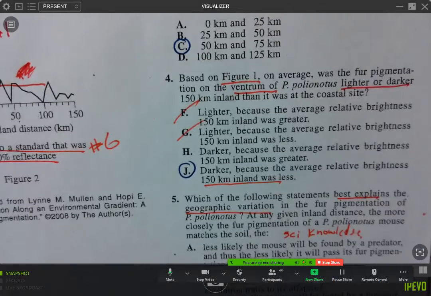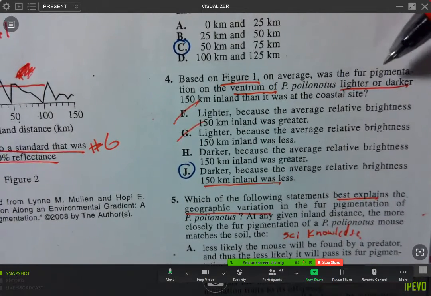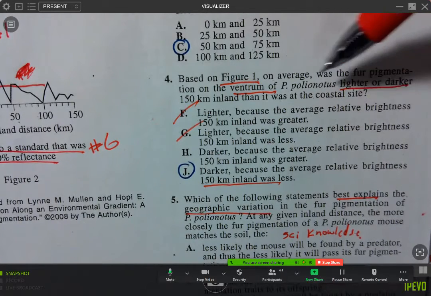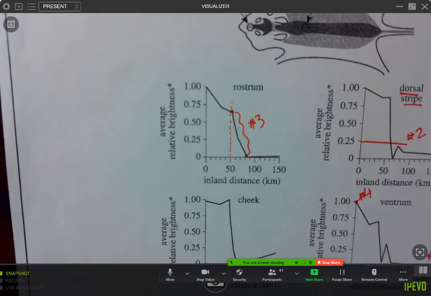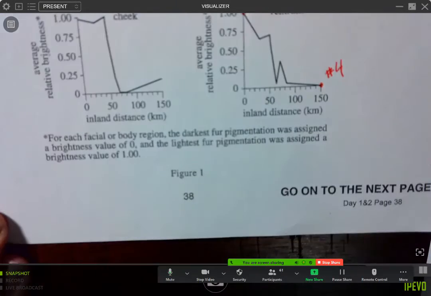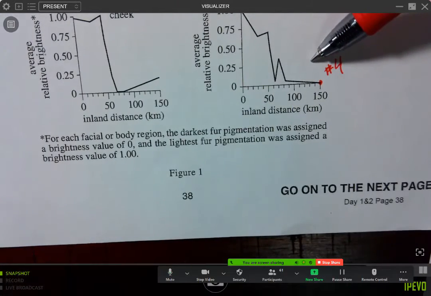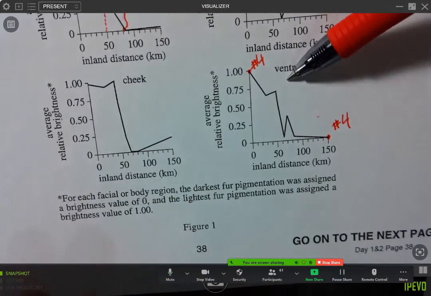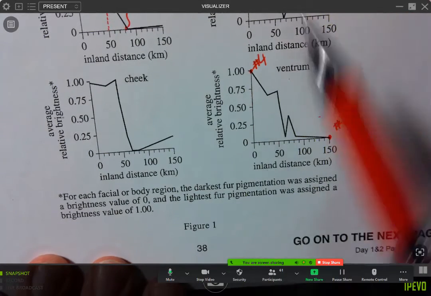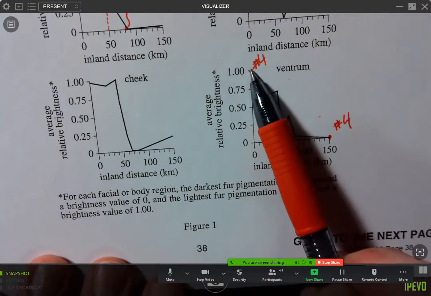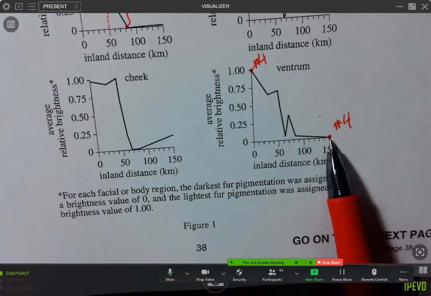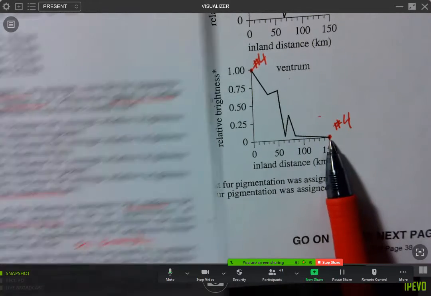Question number 4 says, based on figure 1, so back to those again, was the fur pigmentation lighter or darker inland than it was at the coastline? So we're looking at the ventrum, which is this graph right here, where you tickle him on his stomach. Where was the greatest difference? At the coastline it's really, really bright, and as you went further and further inland, it got really dark. So the answer must be letter J.